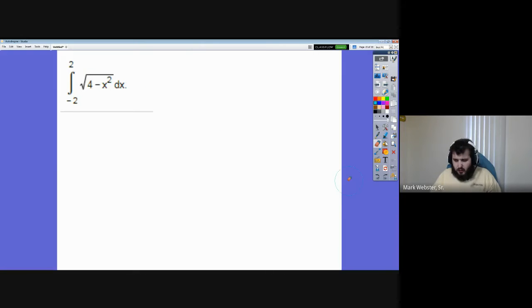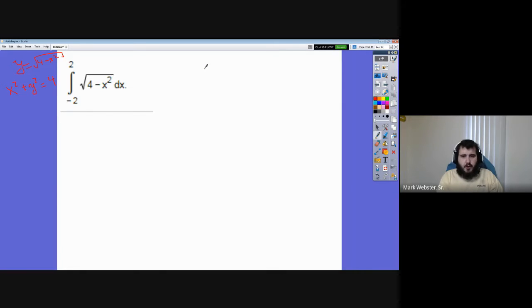Like here, this is actually a half circle. If you were to graph this, first of all, you've got y equals the square root of this 4 minus x squared thing. If you square both sides, x squared plus y squared equals 4. This is the formula for a circle with a radius of 2 centered at 0, 0.